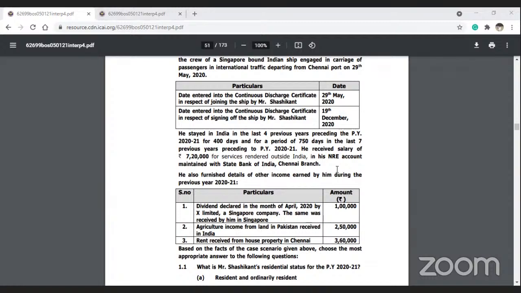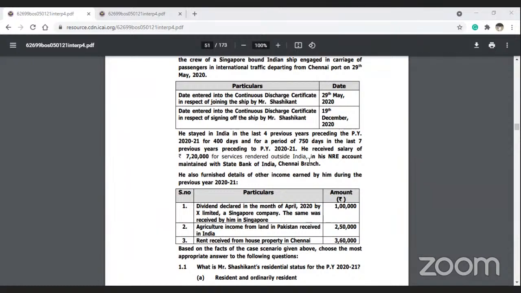Yeah, 160 days in the current year, and he hasn't satisfied the first condition of 182 days. And then the second condition is in the current year, 60 days. But he will be a member of the crew of a Singapore-bound Indian ship, no? Yes, so this is an exception to the basic conditions. So only the first condition we have to check, right?